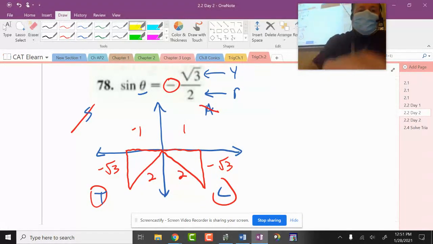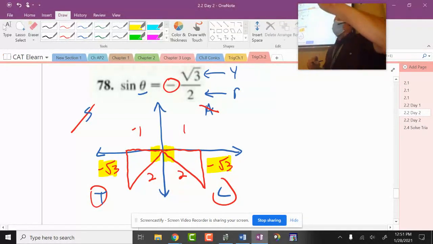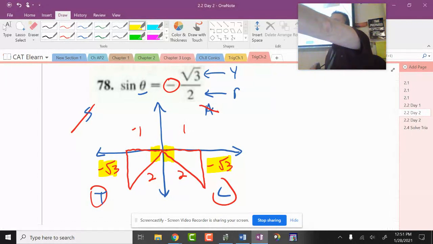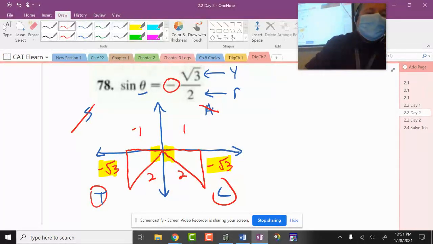Now, here's the next thing. What is this reference angle in both cases? 3, 2, 1, go. 60. The 60-degree angle is opposite the √3.